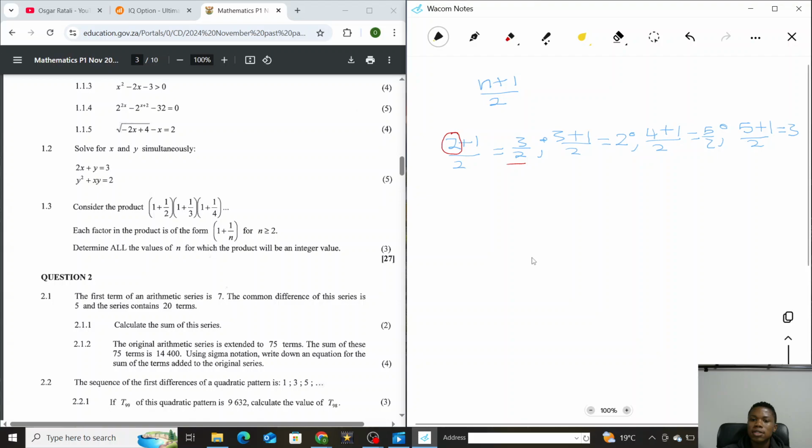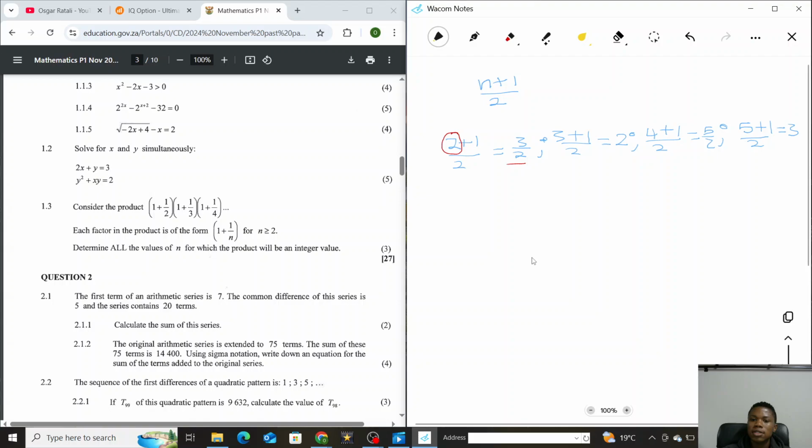Okay, so it means that my n must not be even, because when you put an even number where you see n, you find a fraction. You can see here you find a fraction. But when you substitute an odd number, you get a whole number, and it is what is needed.